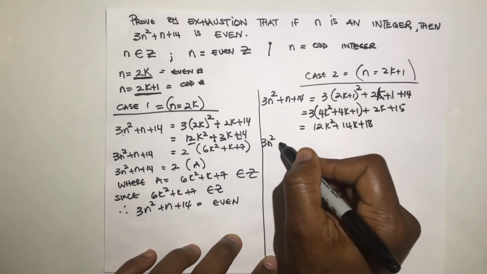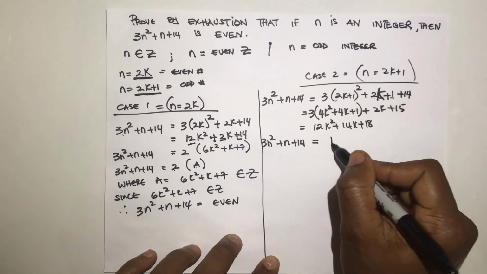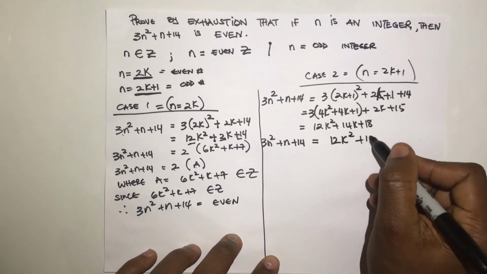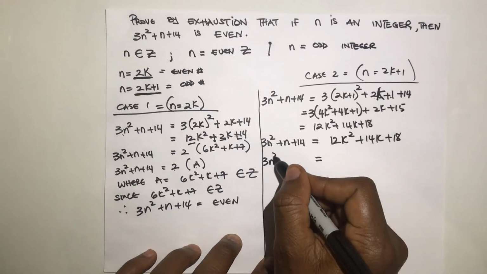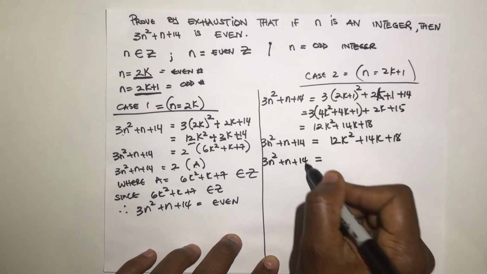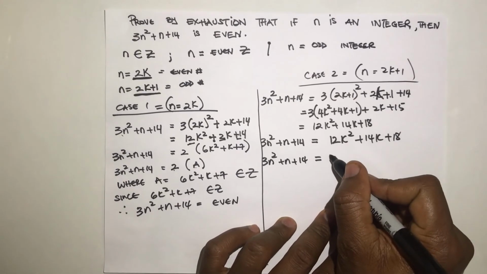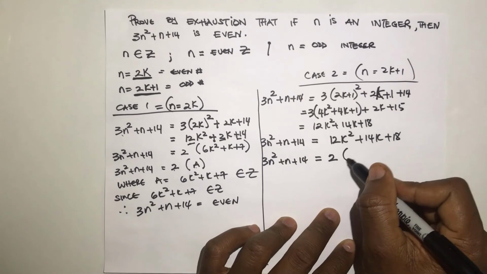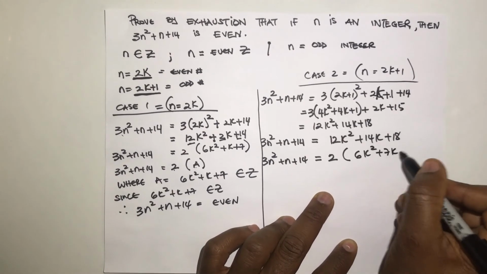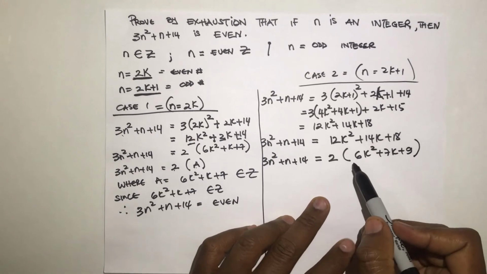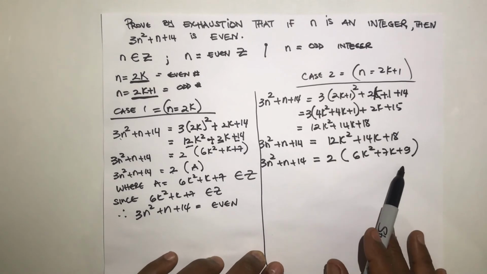So 3n squared plus n plus 14 is equal to 12k squared plus 14k plus 18. Again, we can factorize the right hand side with 2 being the common factor, and taking that out, we get 2 times 6k squared plus 7k plus 9. Again, 6k squared plus 7k plus 9 is indeed an integer.